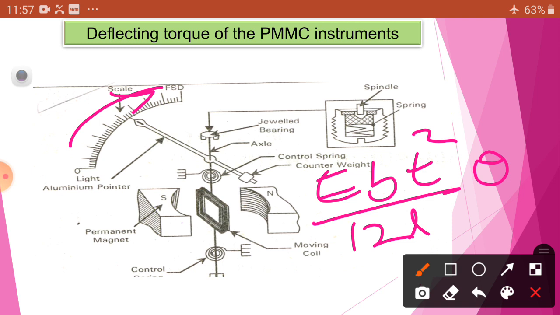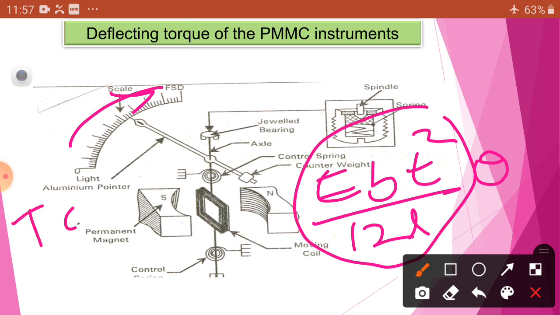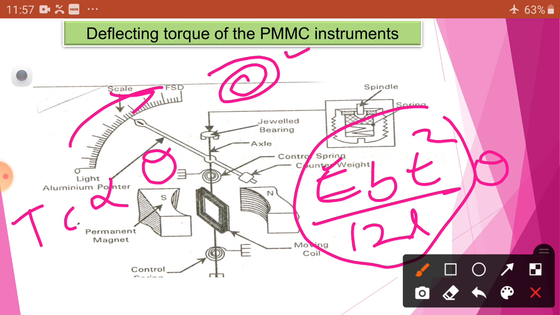Simply, we are considering that the controlling torque is directly proportional to theta. What are the terms? We know that it is a coil, a phosphor bronze coil. This is one type of coil, which we saw yesterday. E is the Young's modulus of this material, the phosphor bronze material. T is the strip thickness. How much thickness is this?